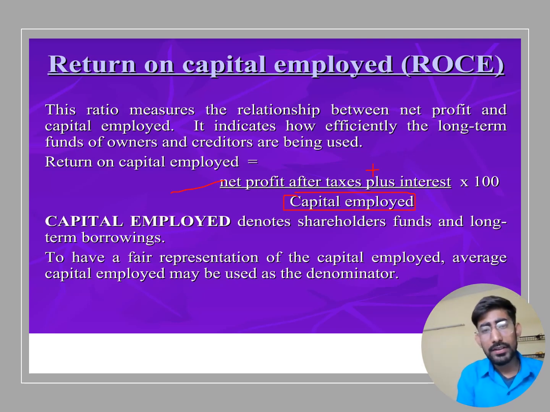So capital employed denotes the shareholders' fund plus long-term borrowings. To have a fair representation of capital employed, average capital employed may be used as the denominator. So at the initial period and at the closing period, we will just club it and divide it by 2 to get our average capital employed. I hope it is clear.